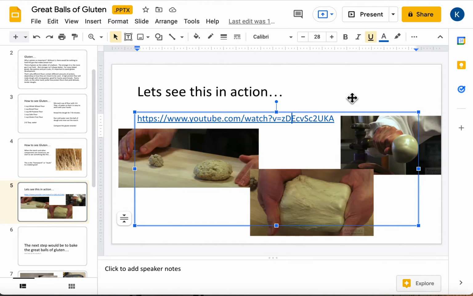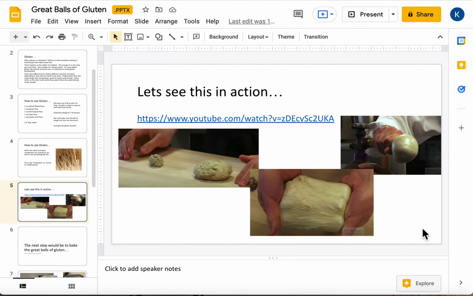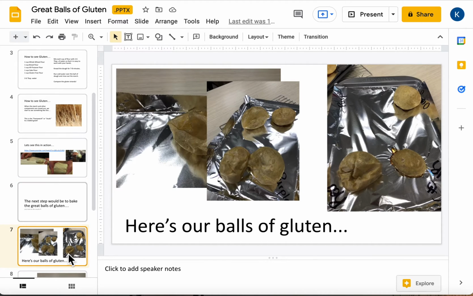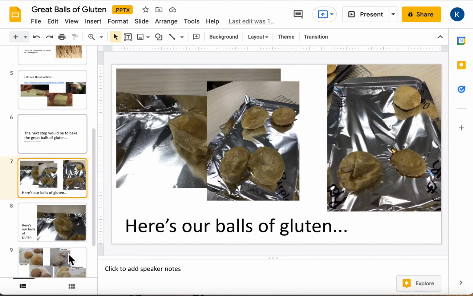All right, so you can see there just how cool it is, this idea of gluten. Now, obviously, I do not have a tank of compressed air in the classroom, but we do have the oven. And that's what we did next, is we took the gluten balls and we baked them in the oven to see what would happen. So I want to show you our class's results here.